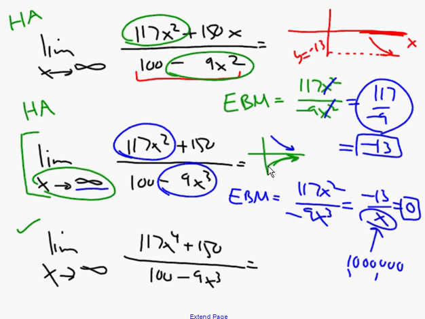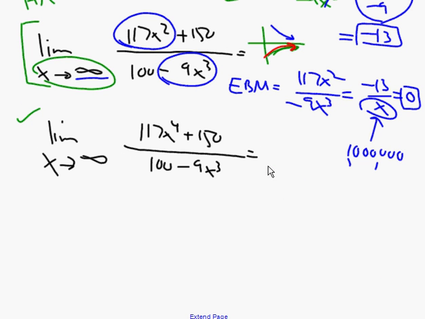So that's how I know the graph must be like the bottom one. It must be coming up from below and leveling off at y equals 0. Okay? All right. This last question, let's do an EBM and see what happens. So, end behavior model. Here we go.